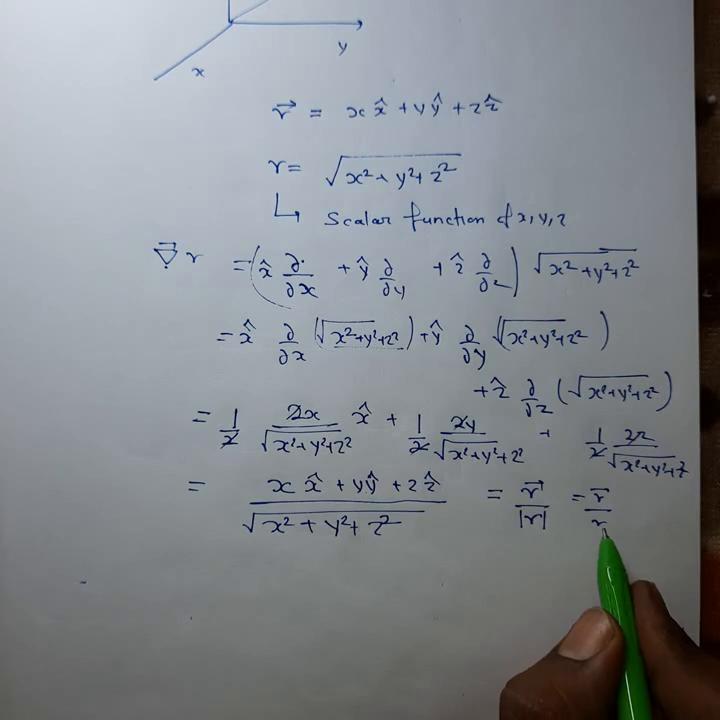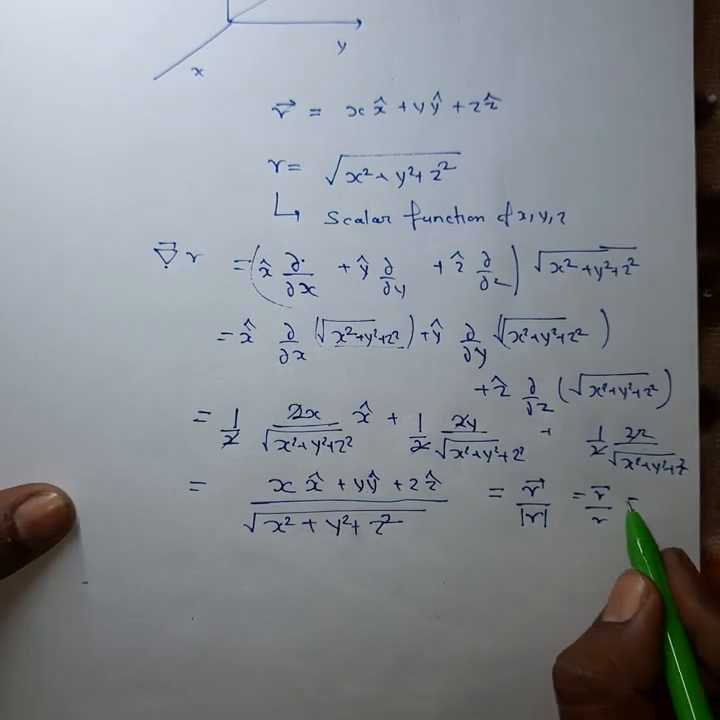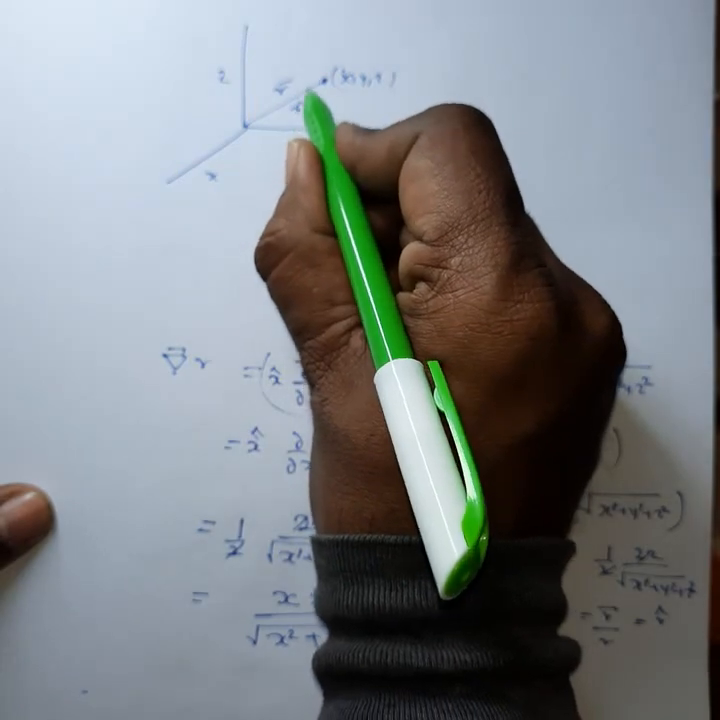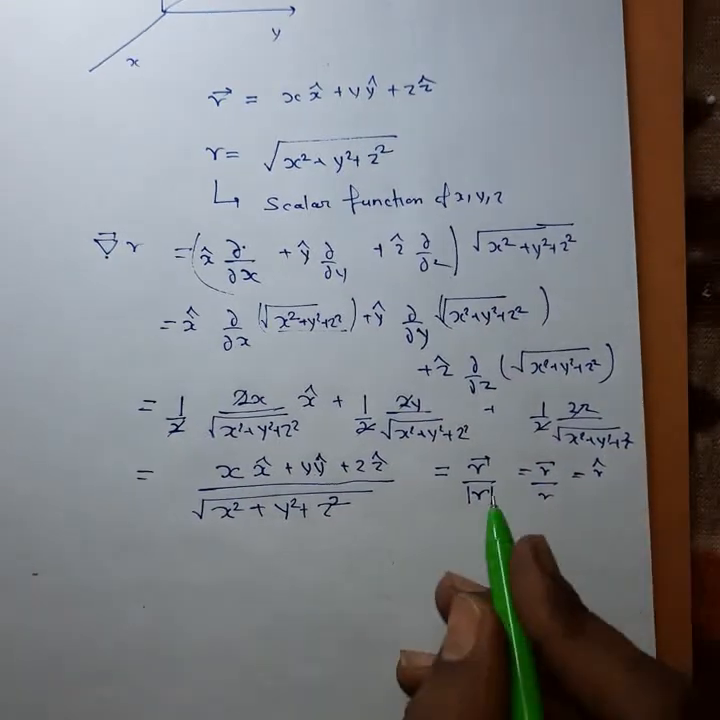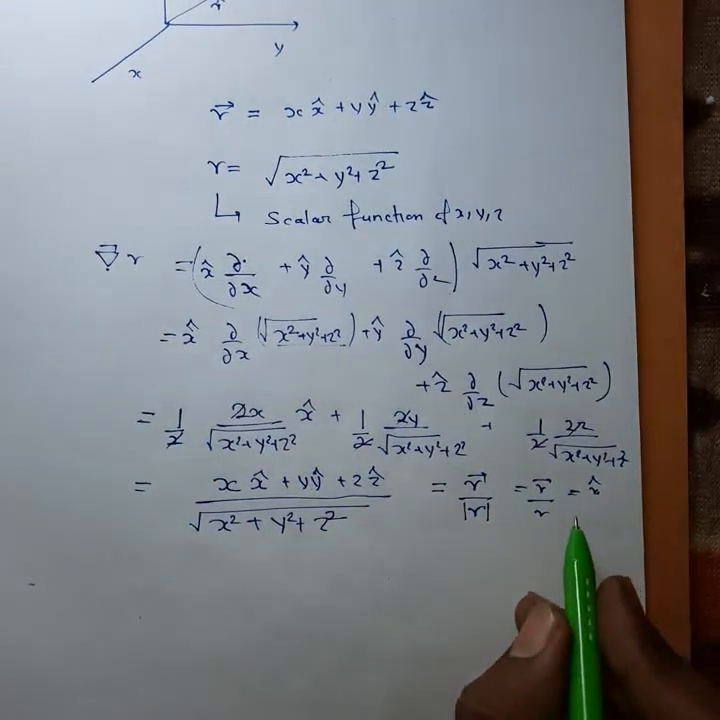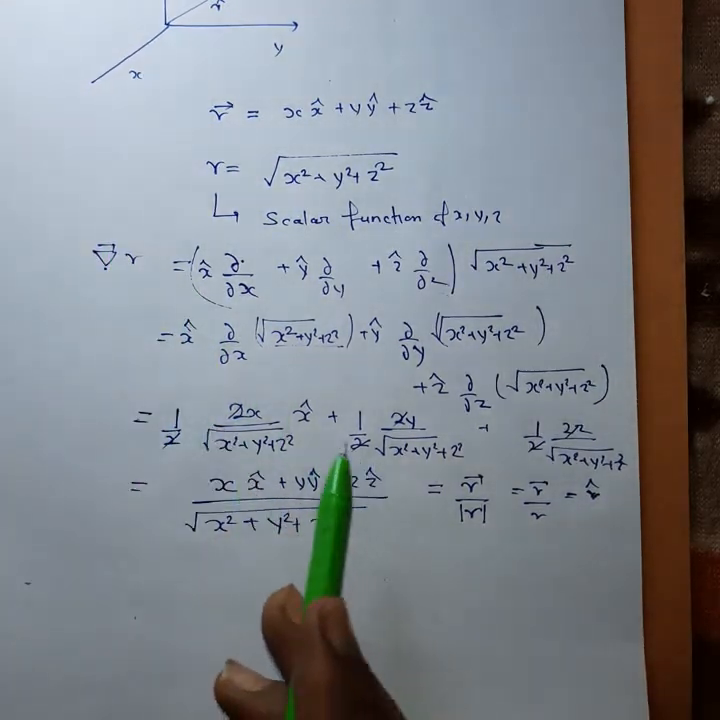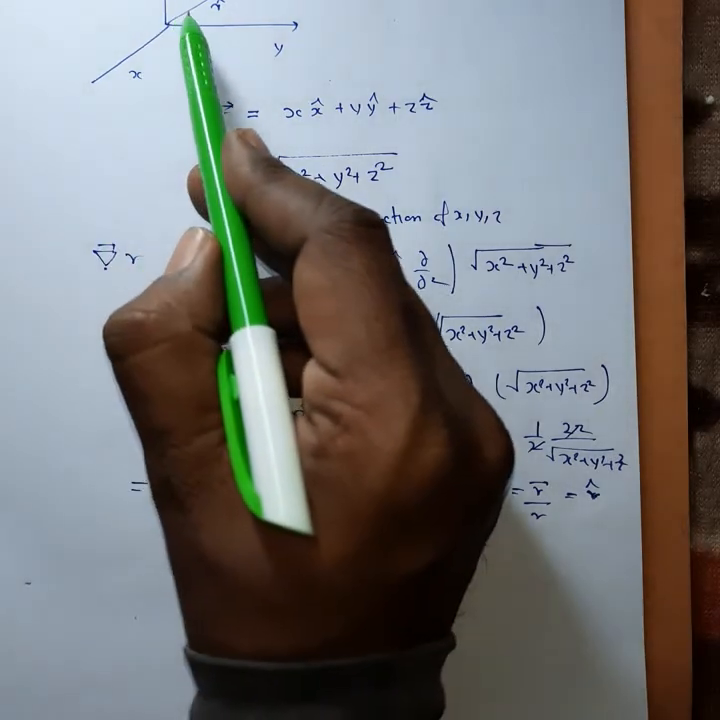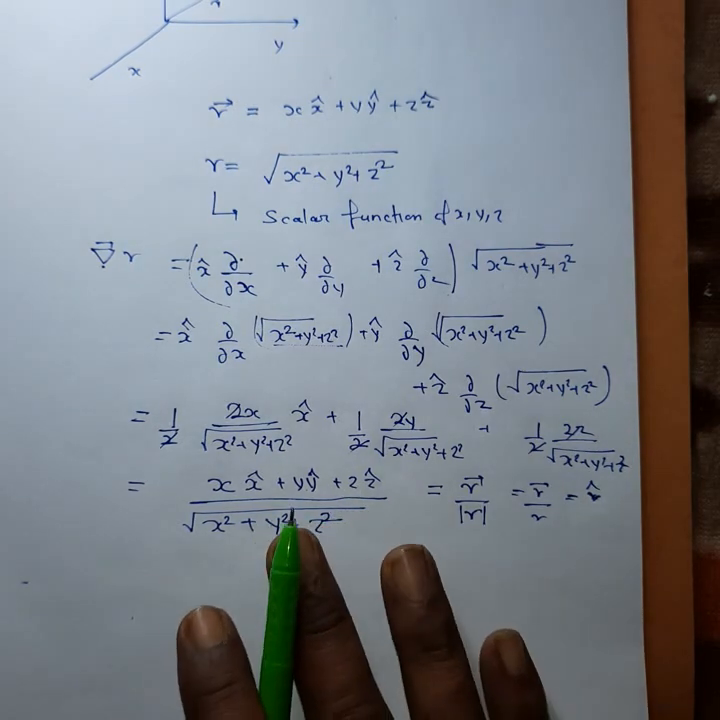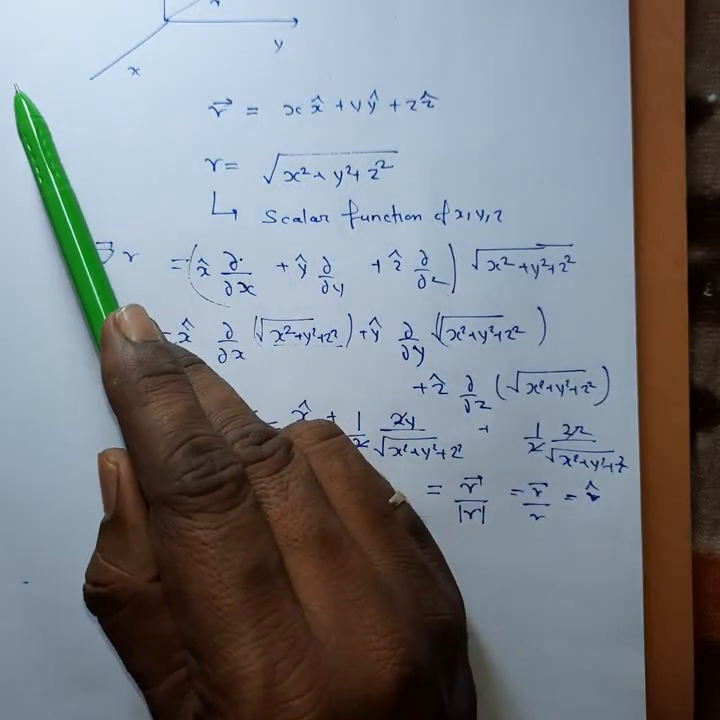So you can just write it as r vector by r in vector notation. This is a vector and this is a scalar, and you know that r vector divided by r is nothing but the unit vector r cap along this direction. So this is your r cap. So the gradient of r gives you r cap. It tells the direction in which r changes maximum. In other words, you can say that the distance from the origin increases most rapidly in the radial direction.